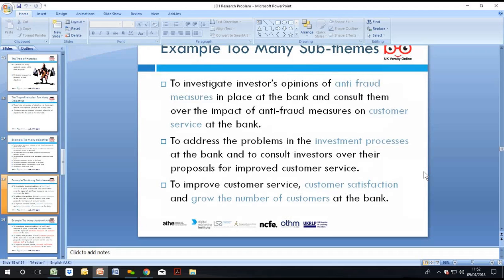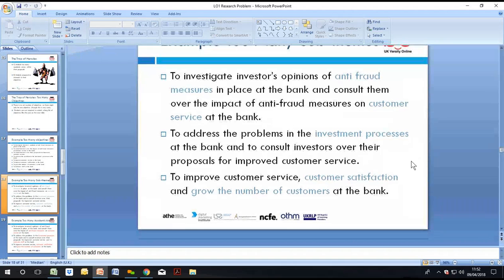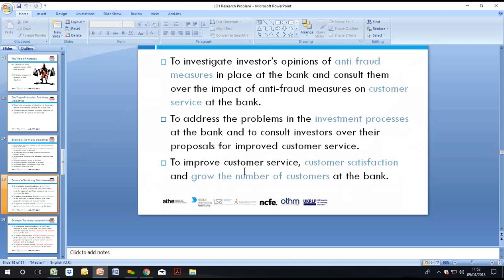To address the problems of investment processes. Again, it's going too deep into it. To improve customer service, customer satisfaction, and grow the numbers in the bank. Again, that on its own would probably suffice to make your research proposal valid.